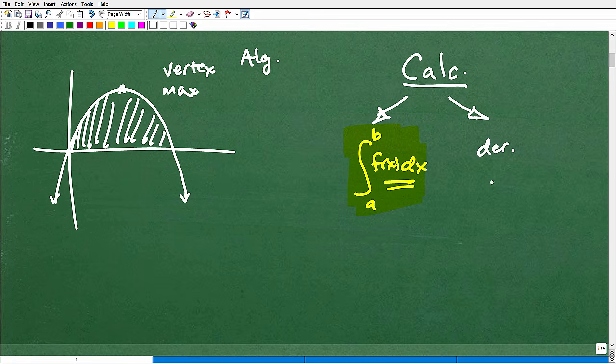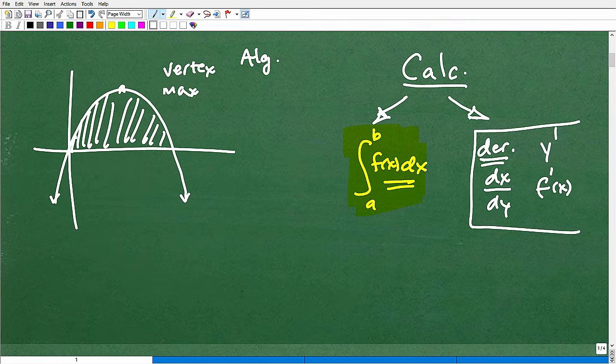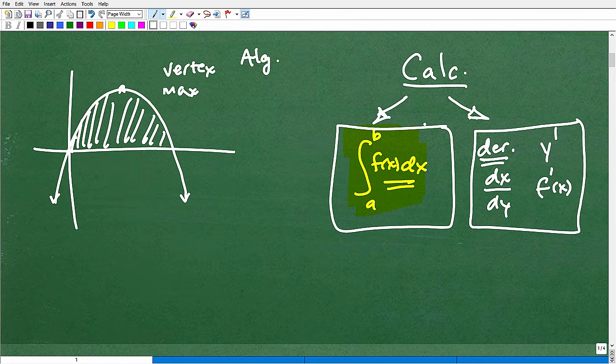The derivative kind of looks like this symbol, dx, dy, or y prime. There are all kinds of ways it's expressed, okay? But we learn about the derivative. So there's the big, huge topic in calculus, the derivative, and then we also learn about integration, okay? In this particular problem, we're going to be using this concept here, the derivative.